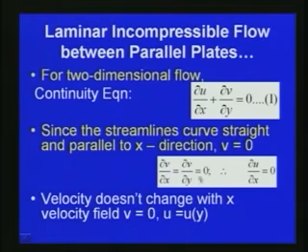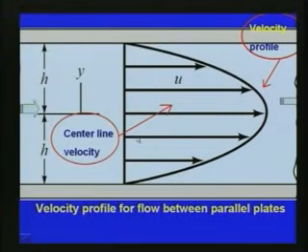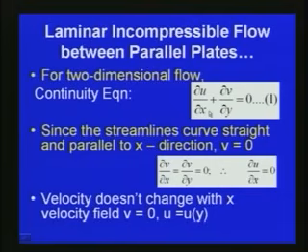If we put this in the continuity equation, we can write del u by del x is equal to 0. So for this particular case, laminar incompressible flow between parallel plates, velocity does not change with x, the velocity component v is equal to 0, and the velocity u is changing with respect to y only. As you can see in the plot, the velocity is varying with respect to y only. So u is a function of y, as written here.